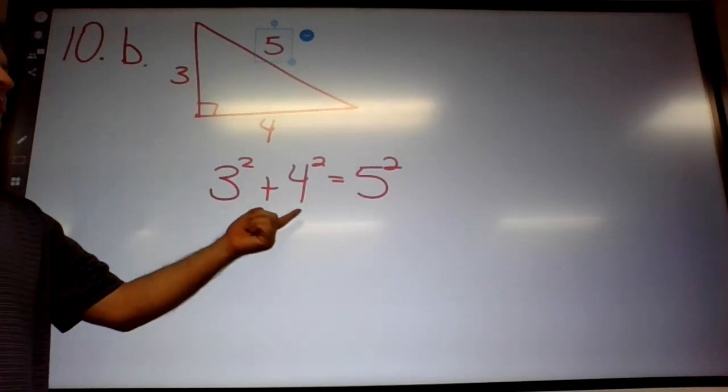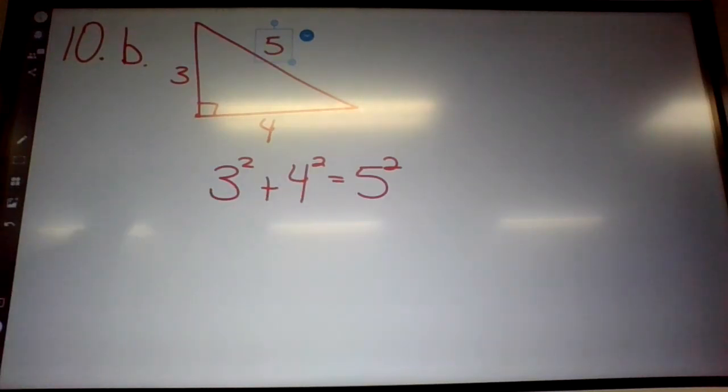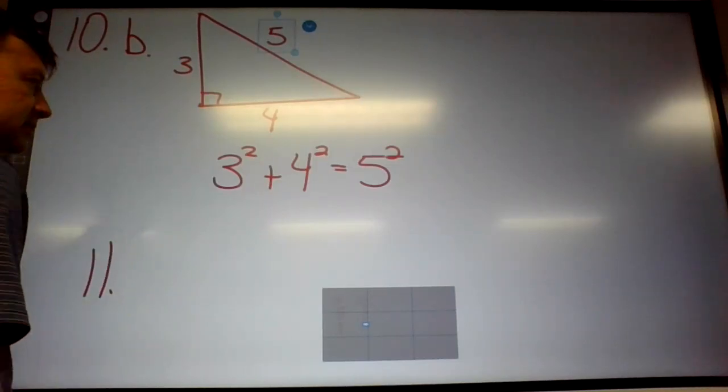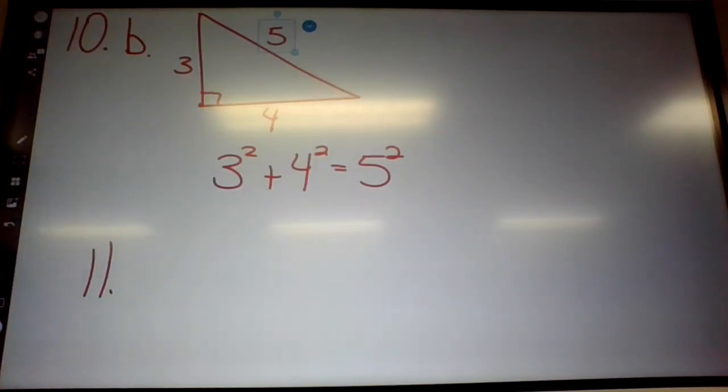And that is true. 3 squared plus 4 squared does equal 5 squared. Magic. 5 squared plus 6 squared equals 7 squared? No, it doesn't. Very rare for that to actually work.